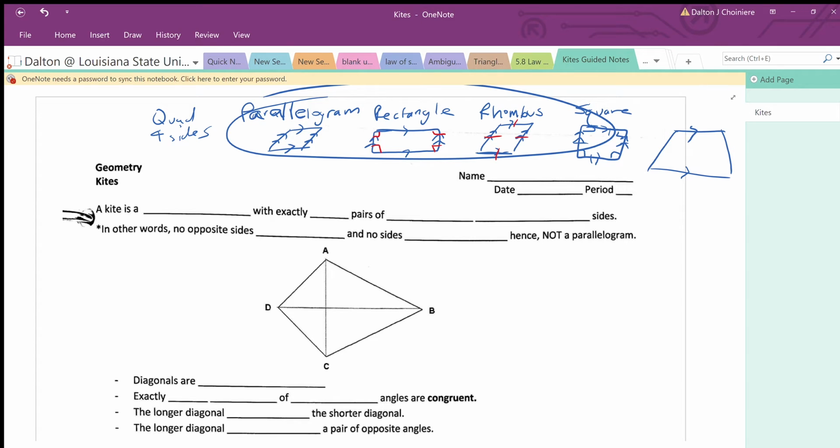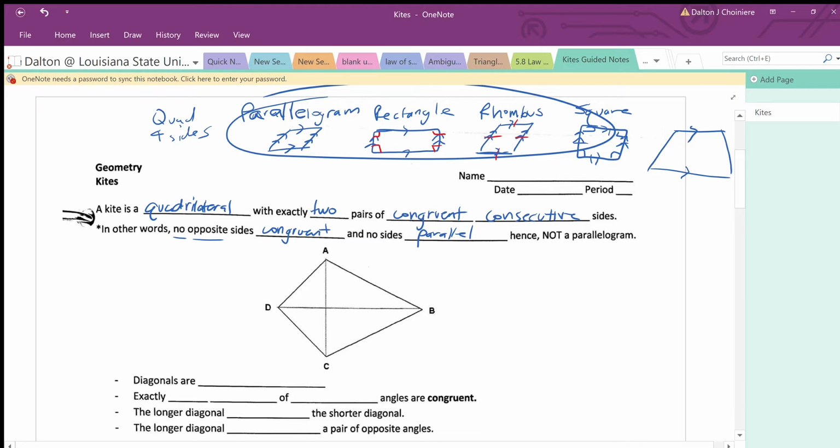So a kite is also kind of an oddball. It is still a quadrilateral, but it has exactly two pairs of consecutive congruent sides. Remember, the word consecutive means like one after another. So in other words, no opposite sides are congruent. And it's not a parallelogram, or a trapezoid, because none of its sides are parallel.